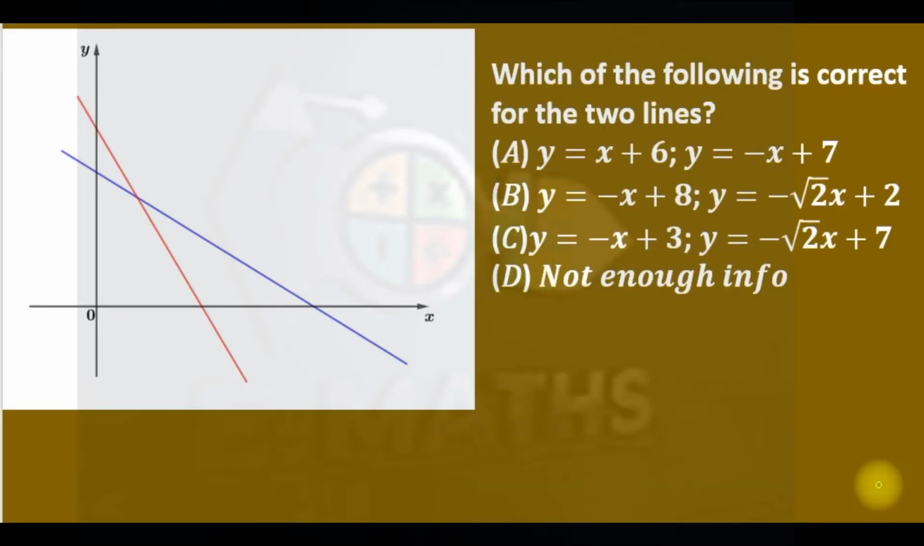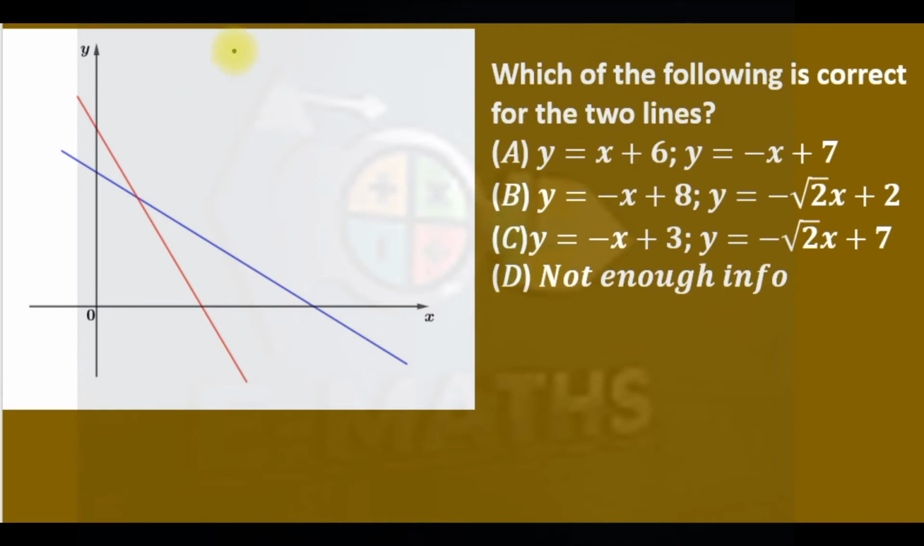We are given this question. It's very tricky. They said, which of the following is correct for the two lines? Whenever you see "not enough information" in any question, you need to be very, very careful. So it's a tricky question.